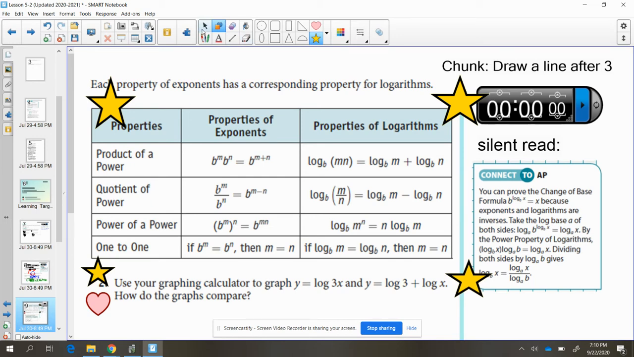The properties of exponents that you've been dealing with probably since your pre-algebra days are going to relate to our properties of logarithms. One of the big things we see here is if we are multiplying like bases of exponents, we add their exponents. Same idea here: if you're multiplying logs within, you can expand them so that they're addition. So multiplication and addition are buddies.